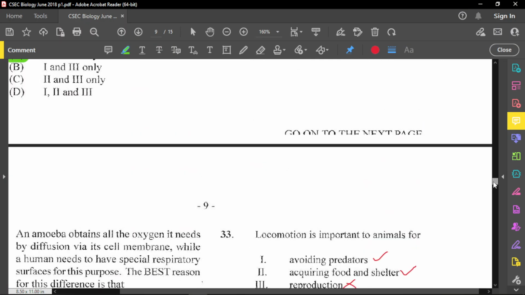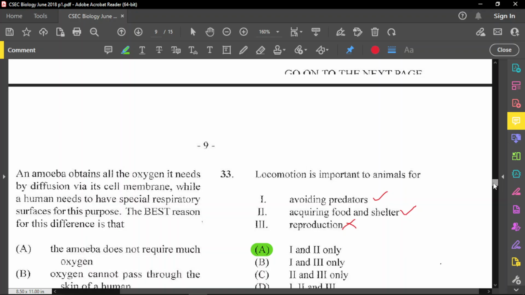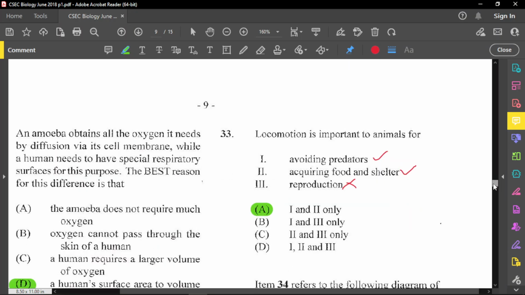All right, for 33, let's go to 33 now. All right, here we go. For number 33, locomotion is important to animals for what? And locomotion, remember, is movement from one place to another. And so definitely, this is a repeat because I did this question in a paper not too long ago. I think it was yesterday.